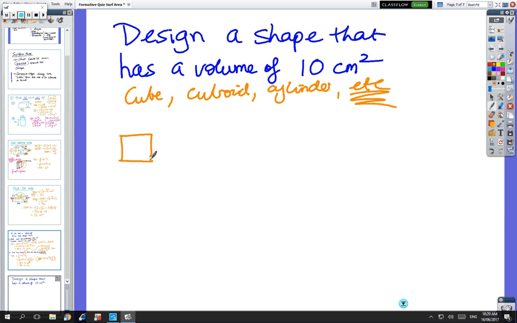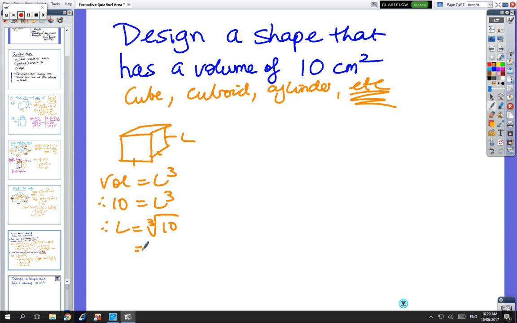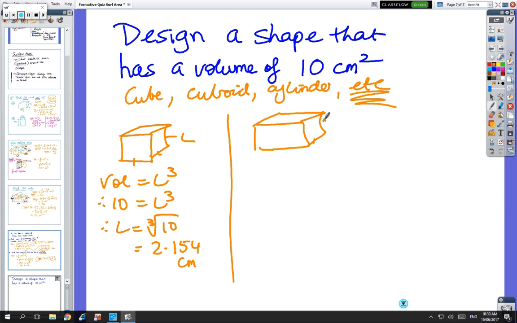Okay, so let's see what you could have done. If you had a cube, the volume equals length cubed, so 10 equals length cubed, so L equals the cube root of 10, and on your calculator, the cube root of 10 is 2.154 centimetres. So that could have been a cube. If you had a cuboid, any combination of numbers that multiply to 10. So it could have been 5 times 2 times 1. It could have been 1 times 1 times 10. It could have been a half times 1 times 20. It could be any of those combinations.